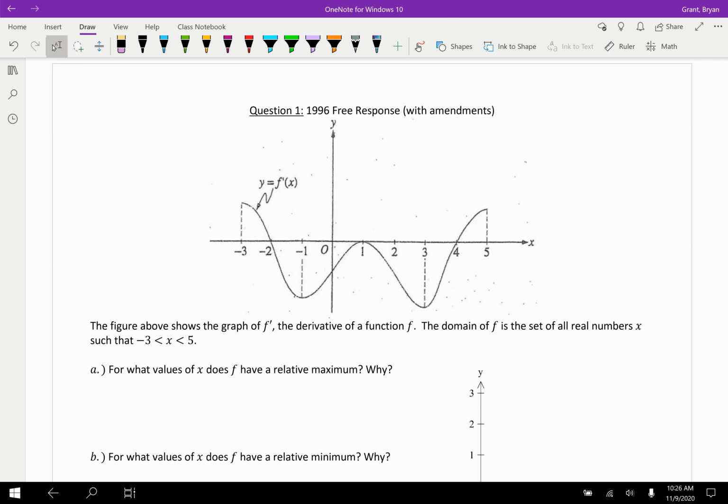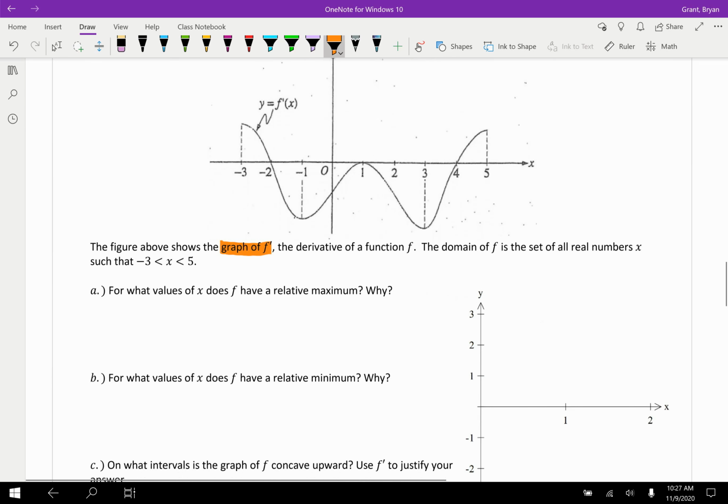So let's go ahead and see what we need to do. The figure above shows the graph of f prime. Well, if it shows the graph of f prime, then any time we're asked for justification, we better reference the graph of f prime. Even if you're talking concavity, we don't have the graph of f double prime. We're not going to use that in our justification. And some people say, well, wait, couldn't I figure out what the graph of f double prime looks like and draw it? And the answer is yes, but they still won't like it. Stick with what they give you for justification.